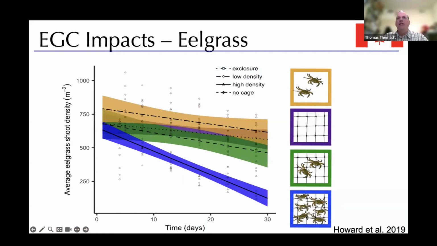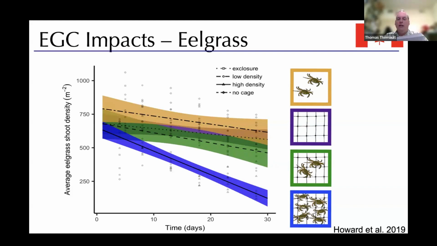So again, this is something where we can think about the thresholds that may be required. So if you're at 2 green crab per square meter, the effect isn't really that noticeable. But when you're over 5, the effect is quite noticeable.